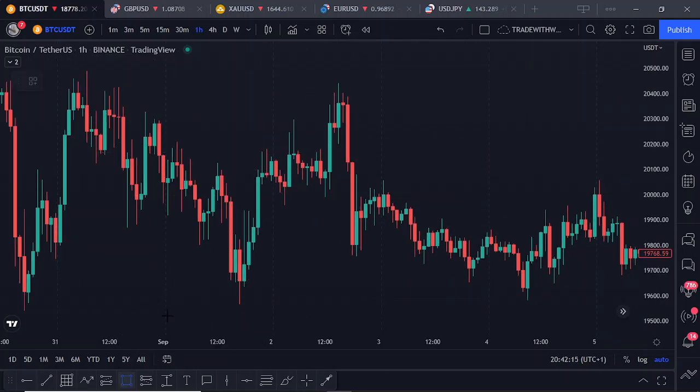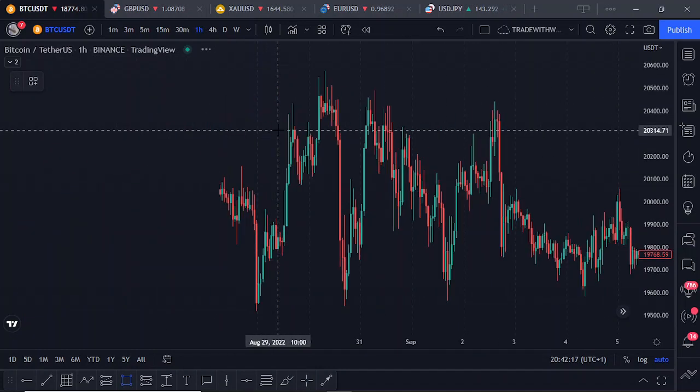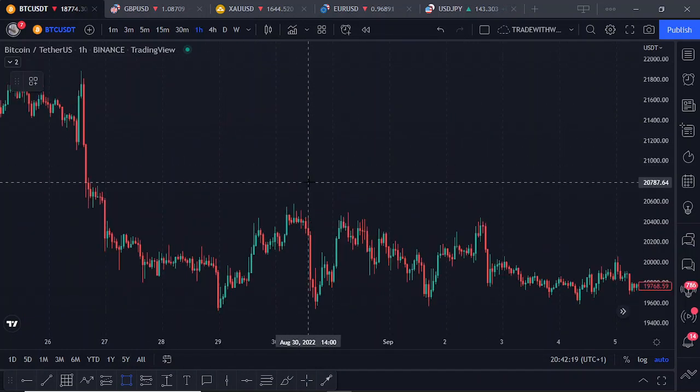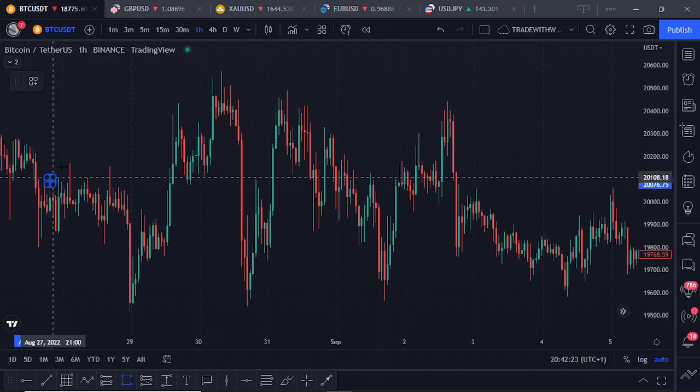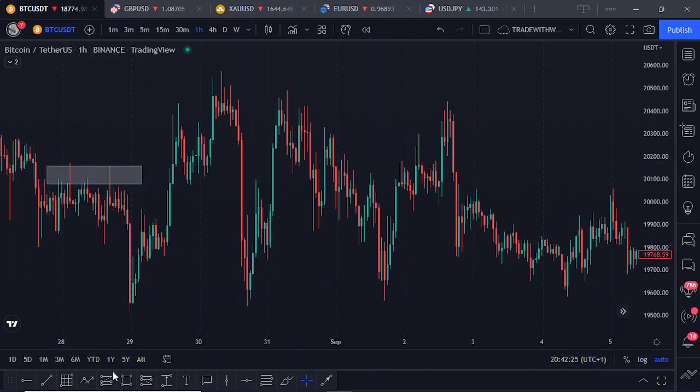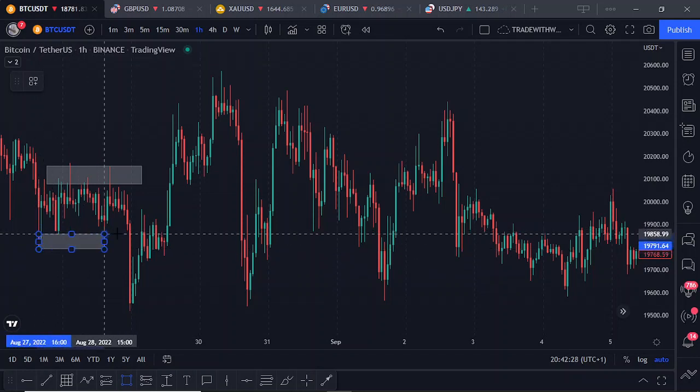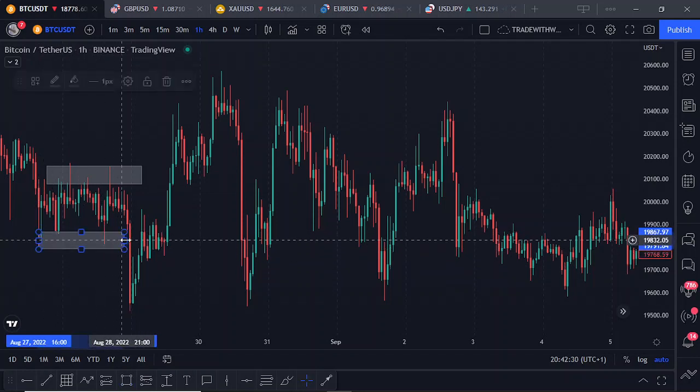Yeah, now look at this over here. Let me go back a little bit. Okay, let me go back here. You can see there's a lot of selling activities here. There's a lot of buying activities here. You can see what's happened.